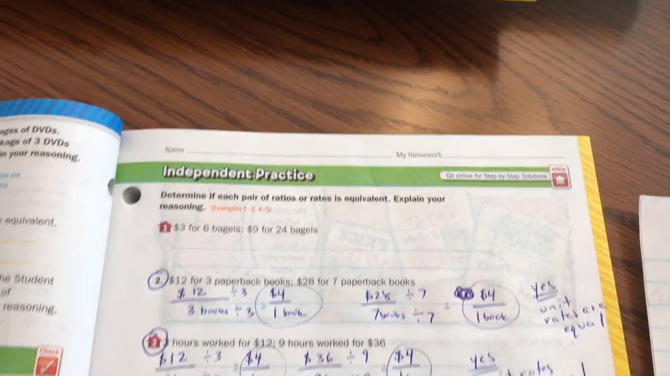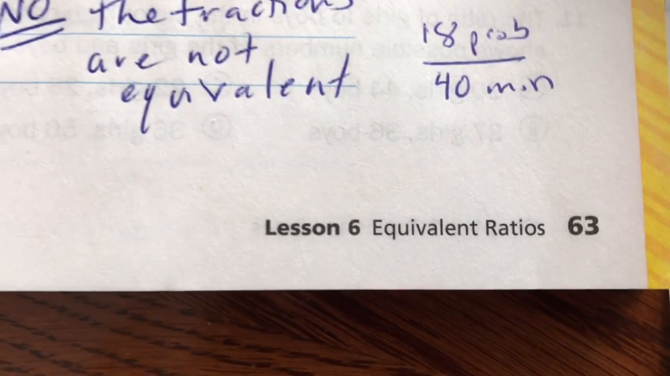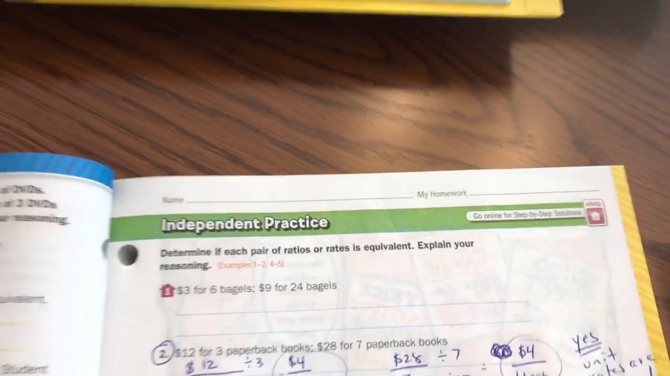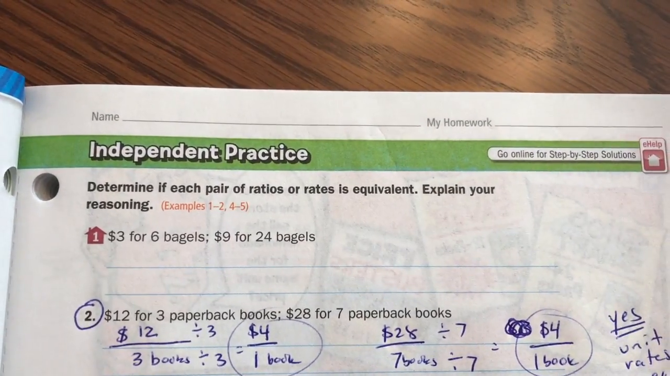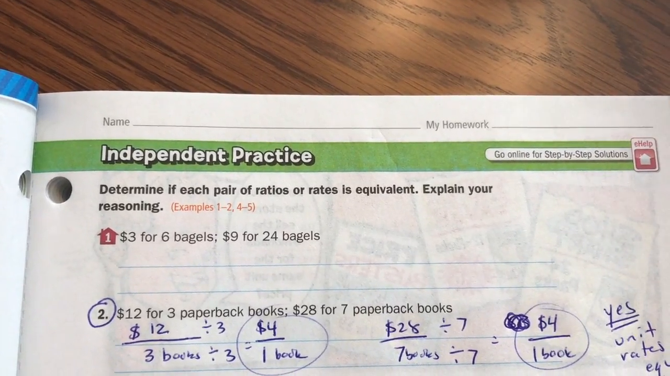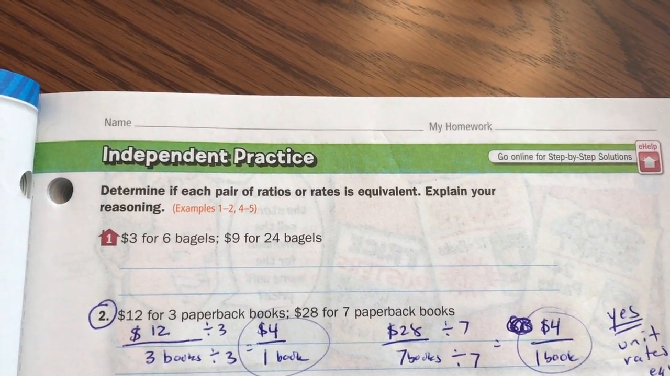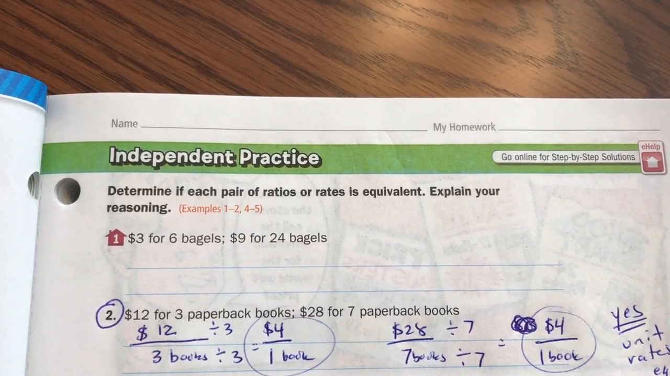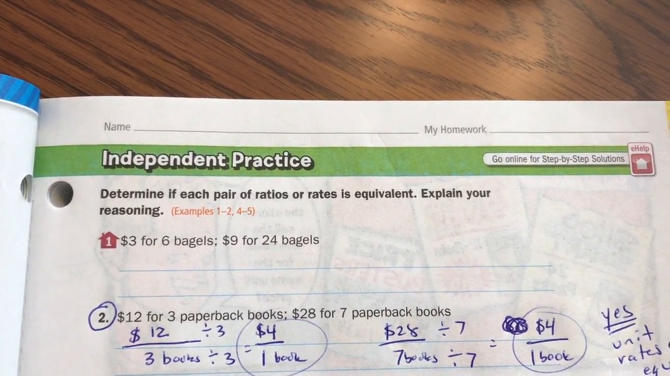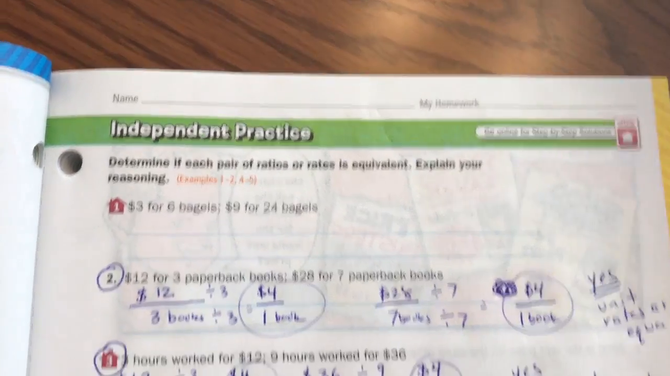All right, we are on page 63, lesson 6, equivalent ratios, and we are checking our homework, the independent practice. So what I want you to do is check each one, and if you got it wrong, I want you to fix it. If you can't figure out why you got it wrong, please raise your hand and get some extra help from the teacher. But if you got something wrong, make sure you fix your work.